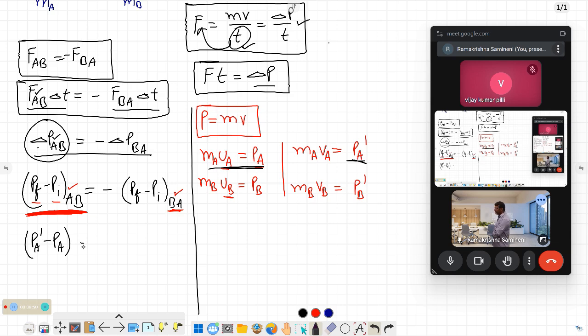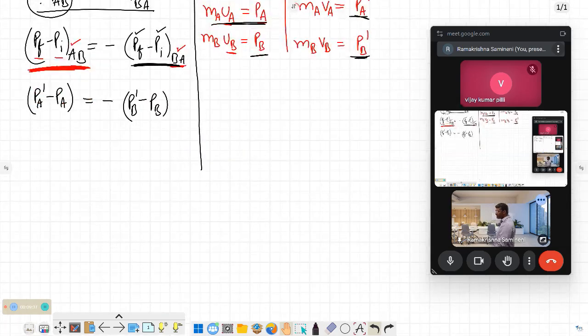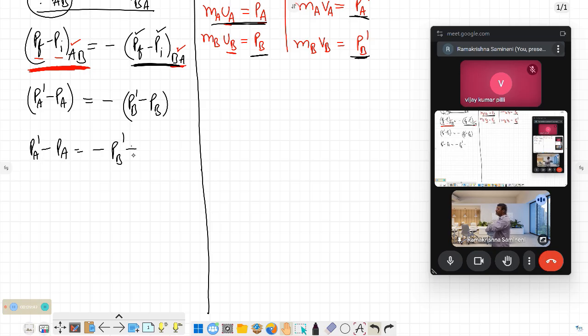PA dash minus PA is equal to minus of the change where the momentum of B changes: final momentum of B minus initial momentum of B. Final momentum of B is PB dash, minus initial momentum of B, that is PB. So PA dash minus PA is equal to minus of PB dash minus PB. Now arrange these terms: A terms on one side, B terms on the other, initial terms one side, final terms the other side. First I am opening the bracket and then solving. I write PA dash minus PA is equal to minus PB dash, and minus of minus becomes plus PB.